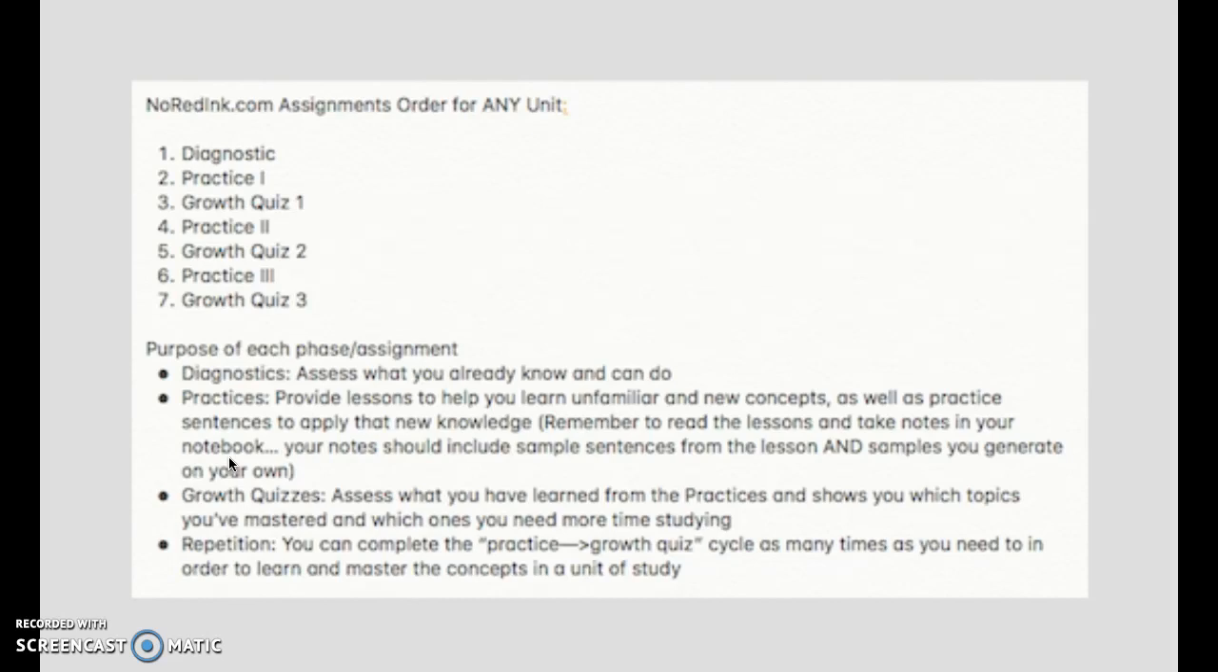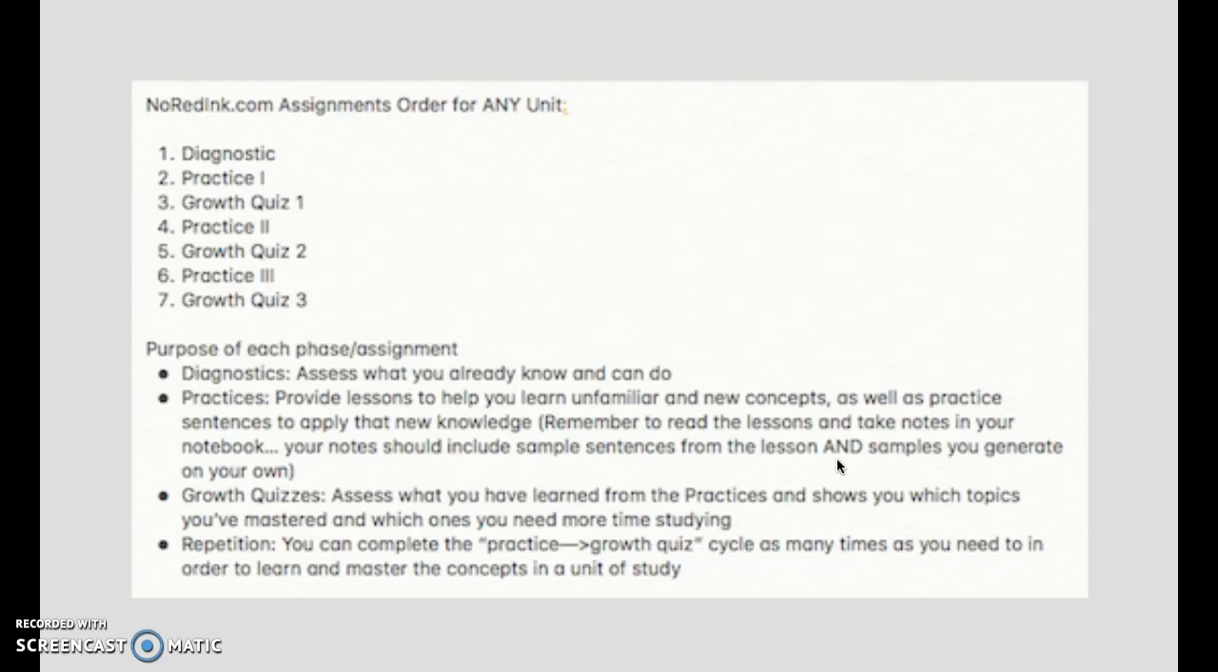So you have to write notes when you're reading the lessons in the practice sessions of NoRedInk.com assignments. Your notes should definitely include some of the sample sentences that they show you in the lessons because the sample sentences demonstrate the concept in real world examples. You write the sample sentences, but then you also practice on your own, making your own sentences that show the concept you're learning in the lesson. Okay, that is you actively engaging in the process of learning something.